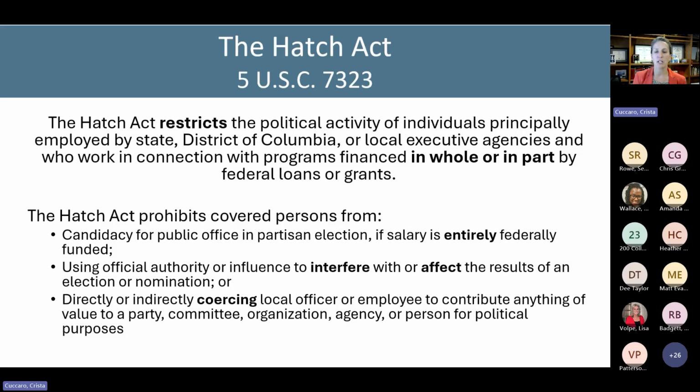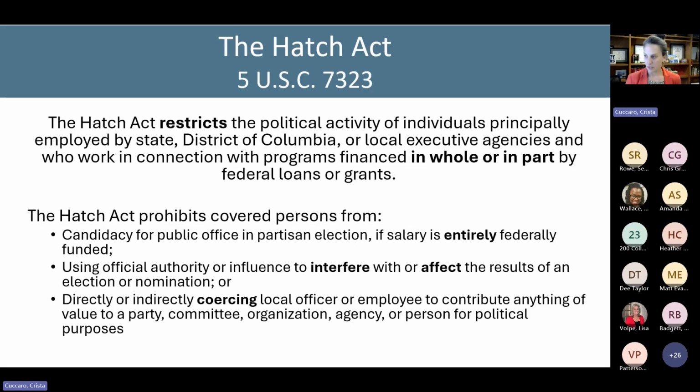But it also prohibits using official authority to influence or affect the results of elections or nominations for office, or directly or indirectly coercing employees or officers to contribute anything of value to a party, committee, organization, agency, or person for political purposes. So don't make your employees donate to the sheriff's campaign.